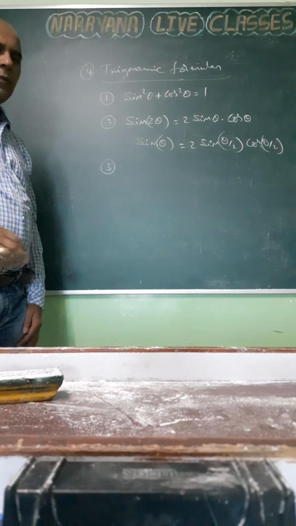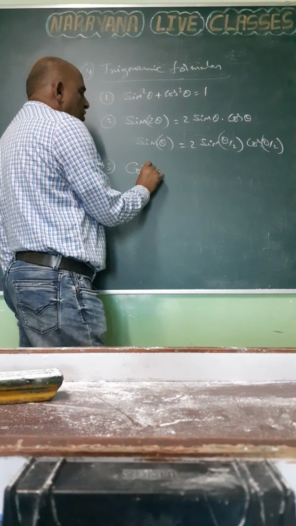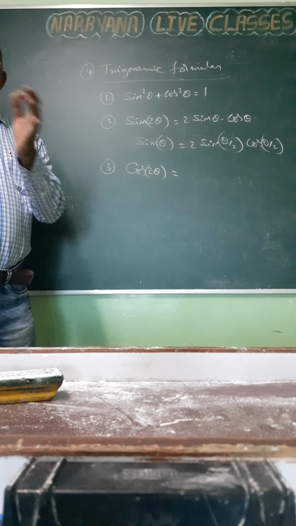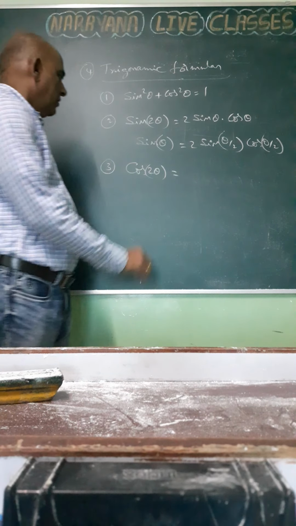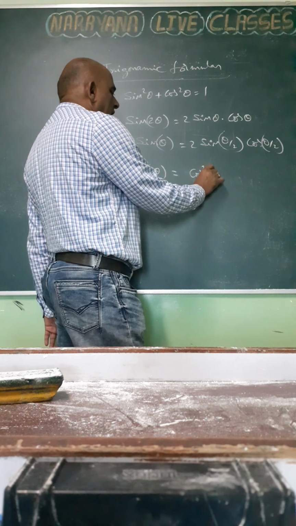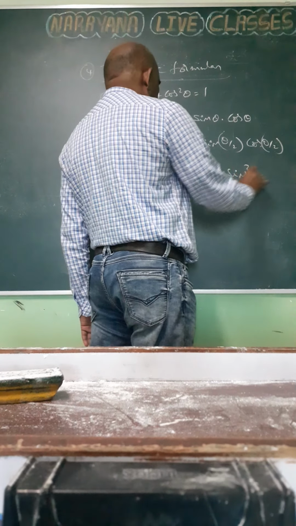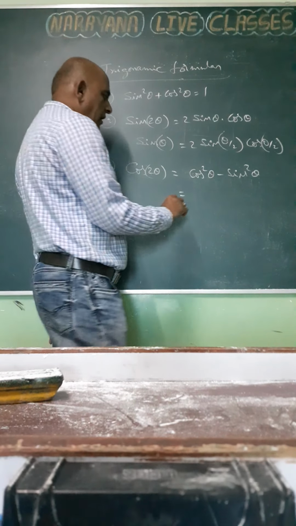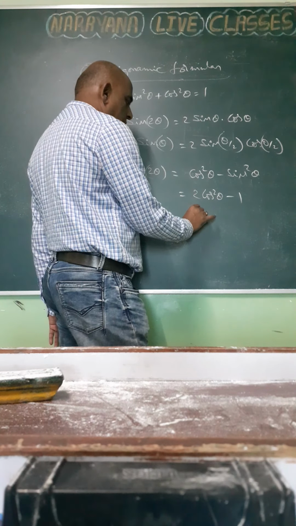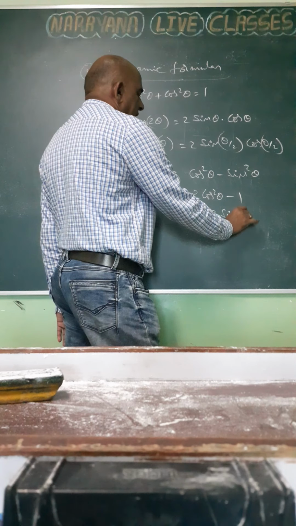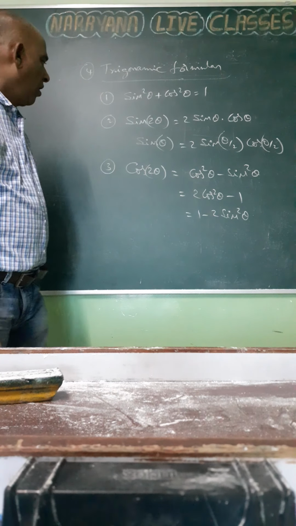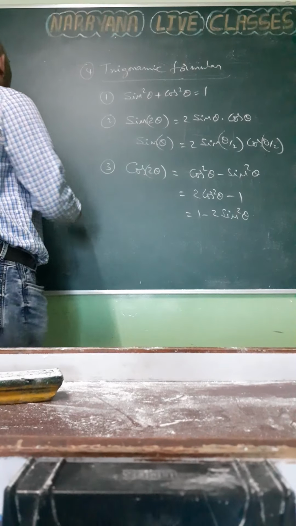Third one, about cos 2 theta, which is more useful in physics, and only that we are discussing. Many formulas are there in trigonometry, but we are discussing those useful in physics. Cos 2 theta is cos square theta minus sin square theta, one formula. Second one, 2 cos square theta minus 1. Third one, 1 minus 2 sin square theta.